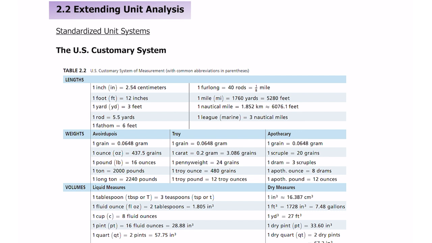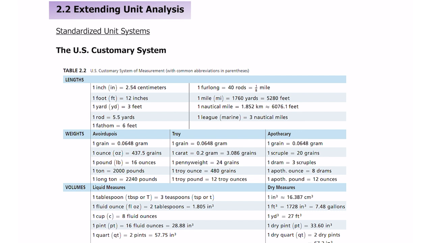So we are going to look at standardized unit systems, which, the word standard in general just means to keep everything the same for everyone. Like you may have heard of standardized test scores. If you've taken the SAT or the PSAT, they take your score and they standardize it so that they can compare your score and your performance to the performance of others.